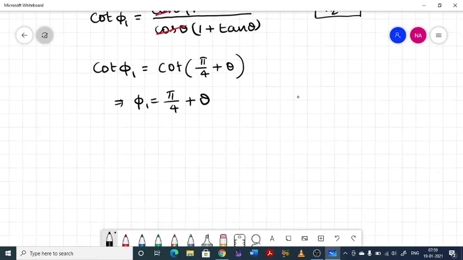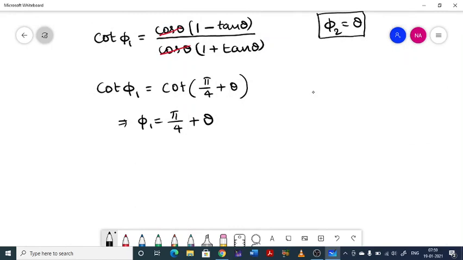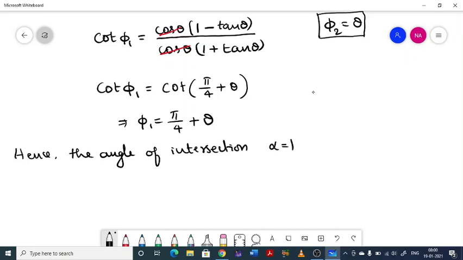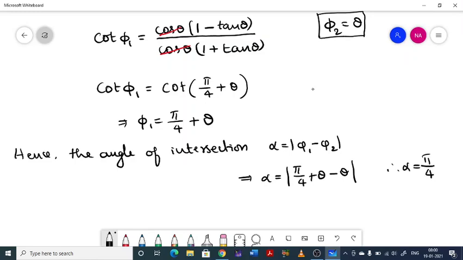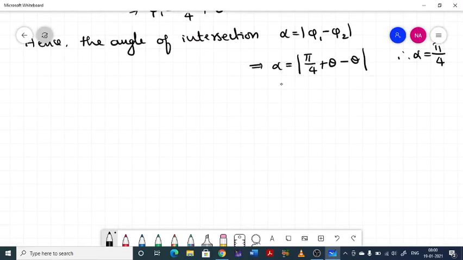So we got phi 1 and also we have phi 2, hence the angle of intersection alpha equal to modulus of phi 1 minus phi 2, that implies alpha equal to modulus of pi by 4 plus theta minus theta, therefore alpha equal to pi by 4. So the angle of intersection of these two curves is equal to pi by 4.